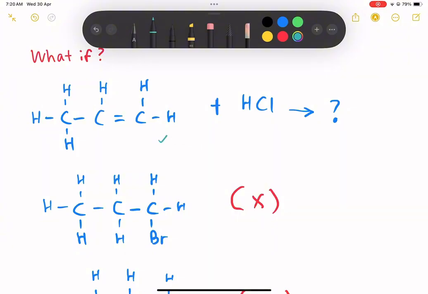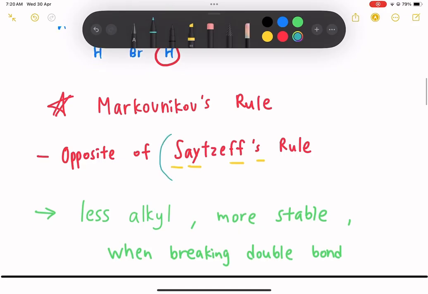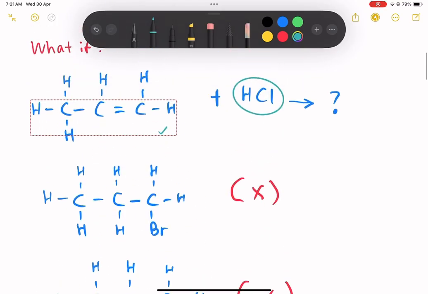So before we look at the difference, let us look at one rule which is called Markovnikov's rule. It is applied when you are breaking the double bond and you want to add something. It is the opposite of Zaitsev's rule. Zaitsev's rule says that when you have more alkyl, you will be more stable when you are forming a double bond. But for Markovnikov's rule, it is the opposite, where if you have less alkyl, you'll be more stable when breaking the double bond.